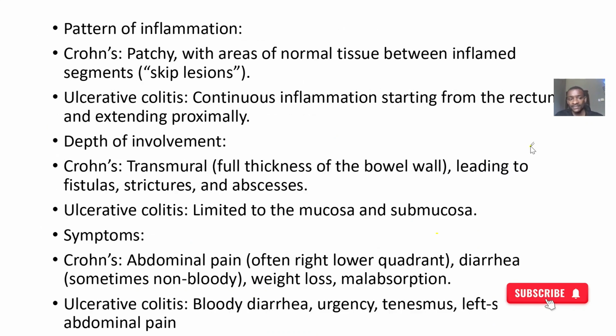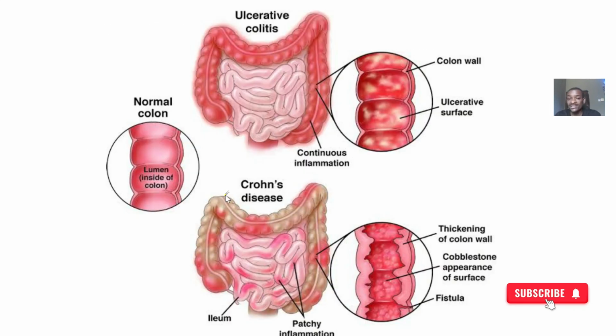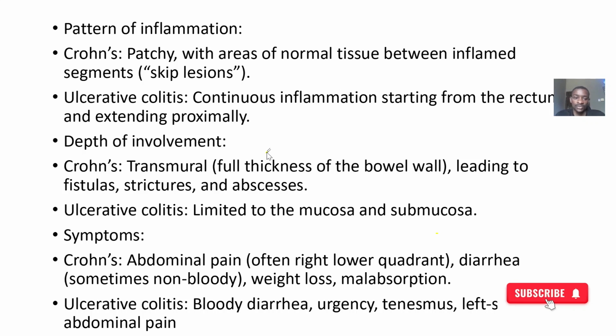But in ulcerative colitis, the inflammation starts from up and goes straight down. Ulcerative colitis is much more organized. Now, just to say that ulcerative colitis could also occur in the large intestine, but mostly in the small intestine down to the rectum. As for depth of involvement, Crohn's is transmural, so full thickness of the bowel wall, while ulcerative colitis will affect only the mucosal and submucosal layers.